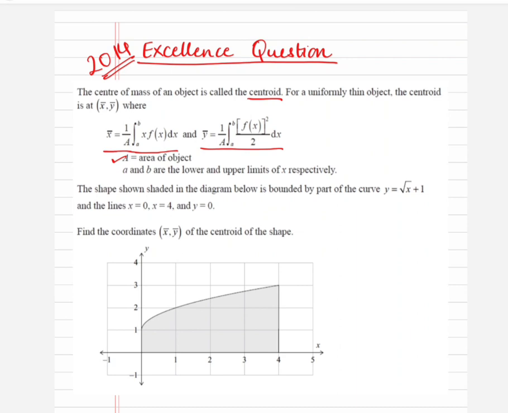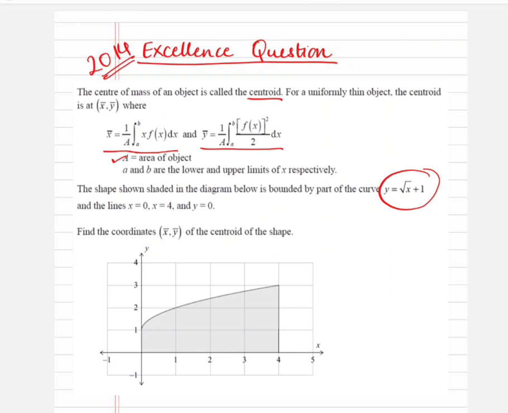The shape shown shaded in the diagram below is bounded by the part of the curve y equals root x plus 1 and the lines x equals 0 to 4 and y equals 0. Find the centroid of the shape.